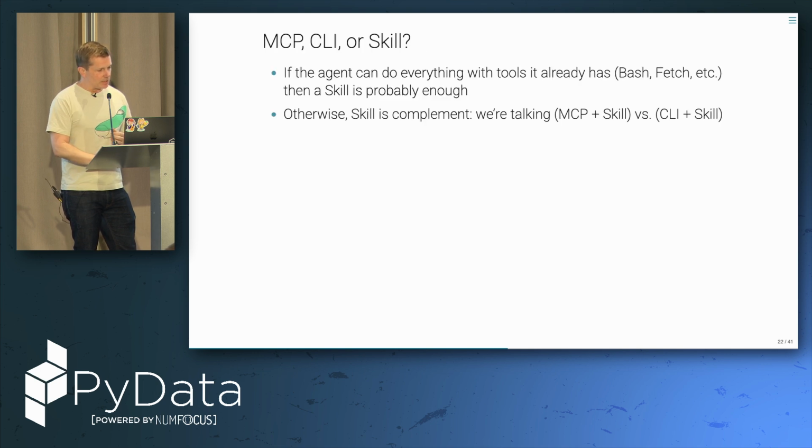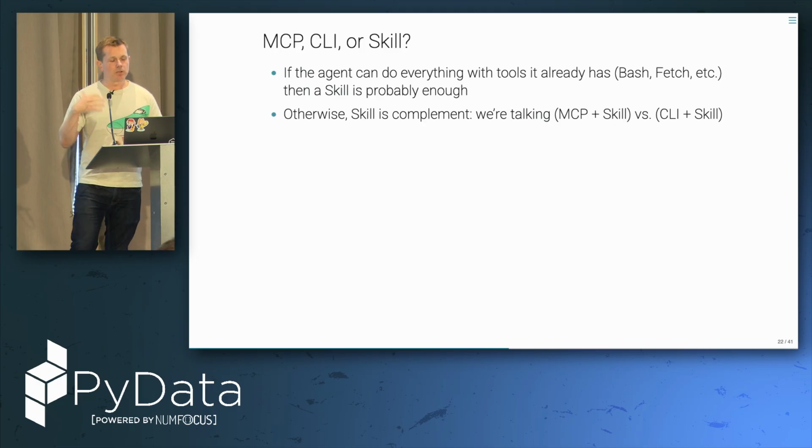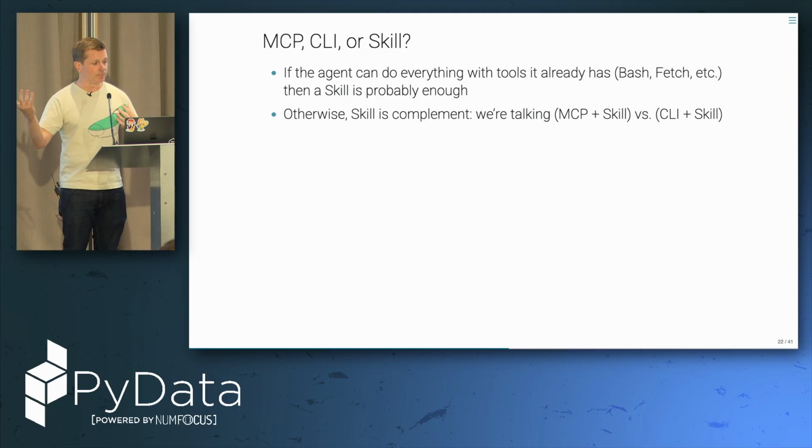The first one is whether it's the right tool for the job. Should you use an MCP server? Should you use a command line utility? Or should you use a skill? Now remember, the agent skills standard came after MCP, so it did not exist at the time. Skills are great.